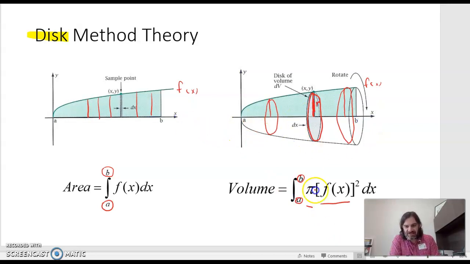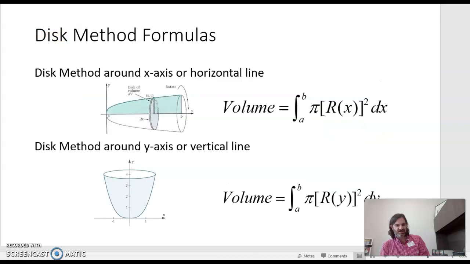So we're creating disks by making circles, pi r squared, basically our function squared, and then we are integrating that over an interval to create a volume. The fact that we do pi r squared creates an area, and then multiplying it by that extra dimension over a space creates the volume. Okay, so let's see this in action.